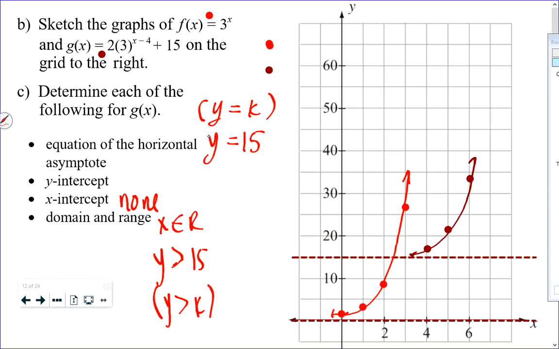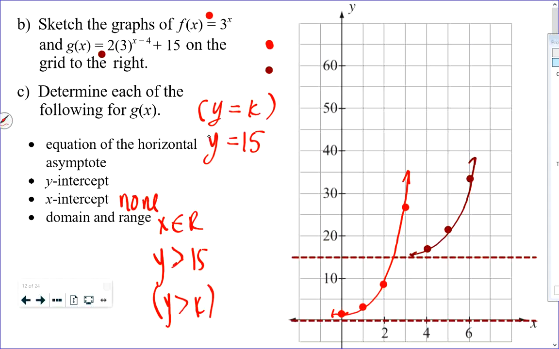Is the range always y is greater than k? Why would it not be? If you have a graph on the opposite end of the asymptote? Right. So that would mean, in other words, if this 2 were negative, if a were negative, then it would be going down and y would be less than that number.